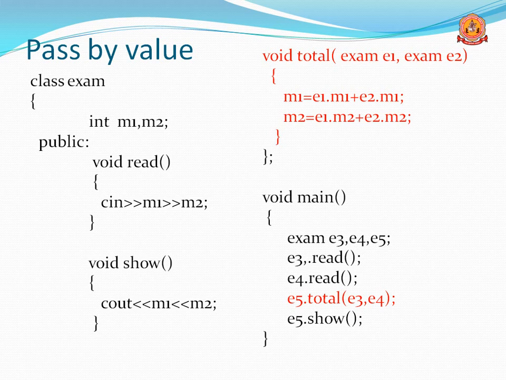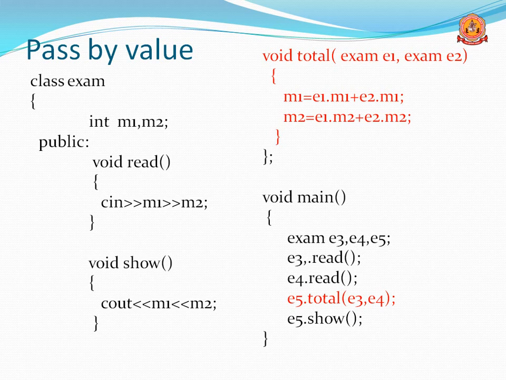And while calling, first we are going to create e3 dot read. The next one is e4 dot read. e3 dot read means in the e3 object you will store m1 and m2. e4 dot read means you will store the data m1 and m2 in e4. Then e5 dot total will pass two arguments, and the two arguments are objects. Two objects we passed, and e5 dot show will display the data.